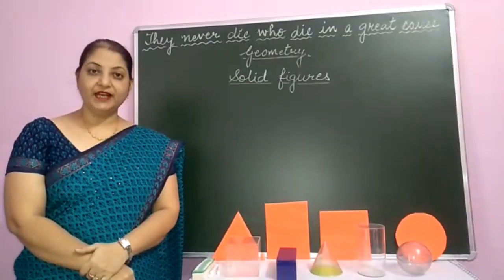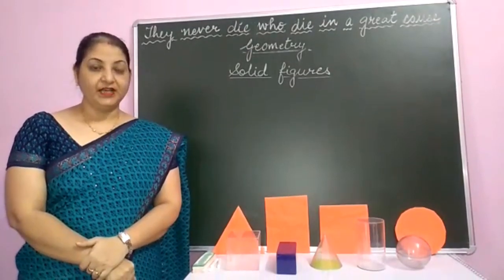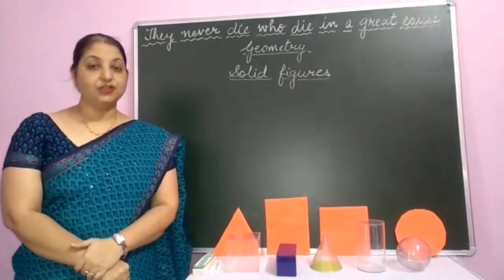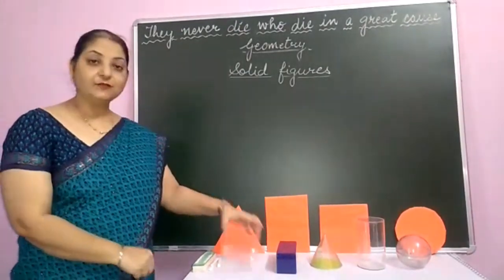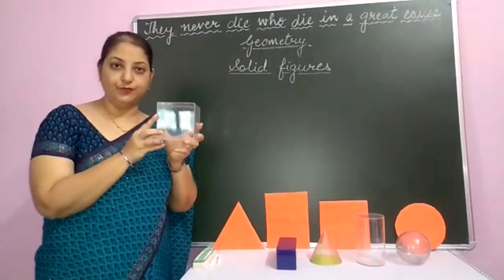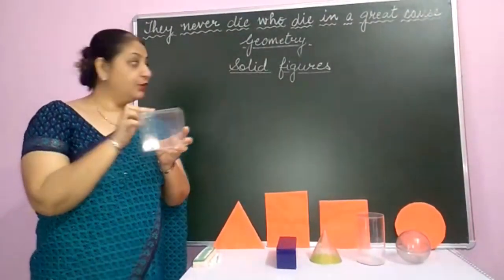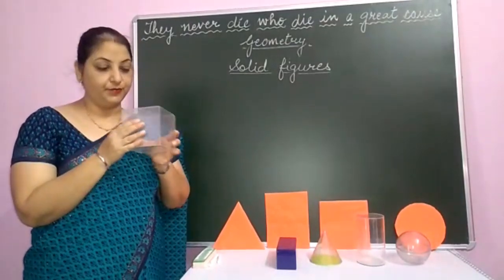Children, an object that occupies space is called solid. Solids are of different shapes. So in this class we are going to learn a few of them. The first one is cube. This shape is a cube. Now, I told you about surfaces. Let us observe the surfaces of this cube.